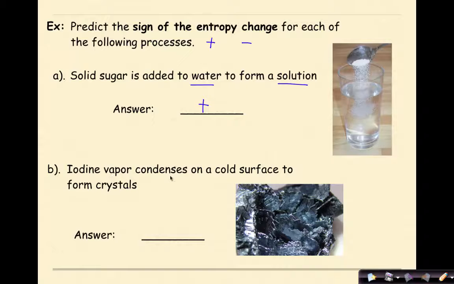Iodine vapor condenses on a cold surface to form iodine crystals. So we're going from a gaseous situation to a solid situation. Therefore, the sign that we would associate with this change in entropy would be negative.